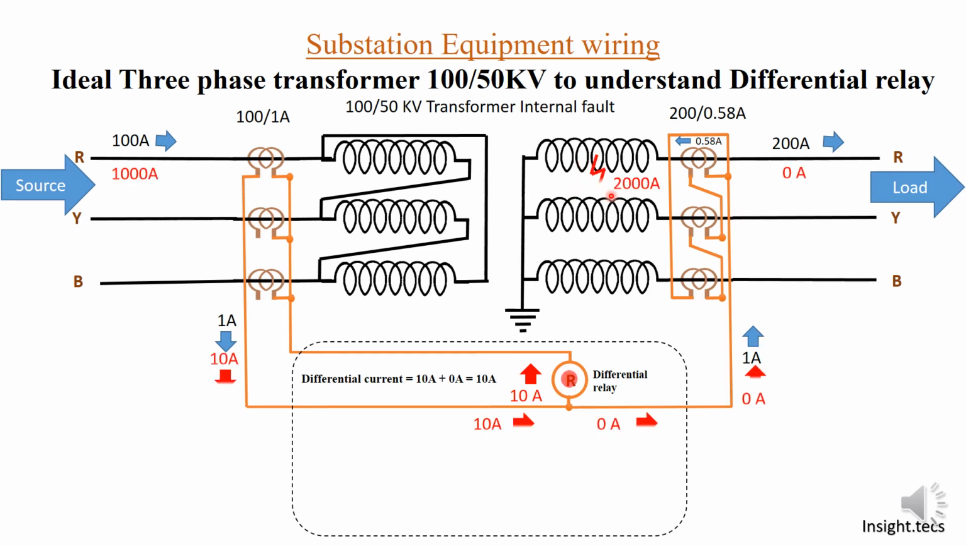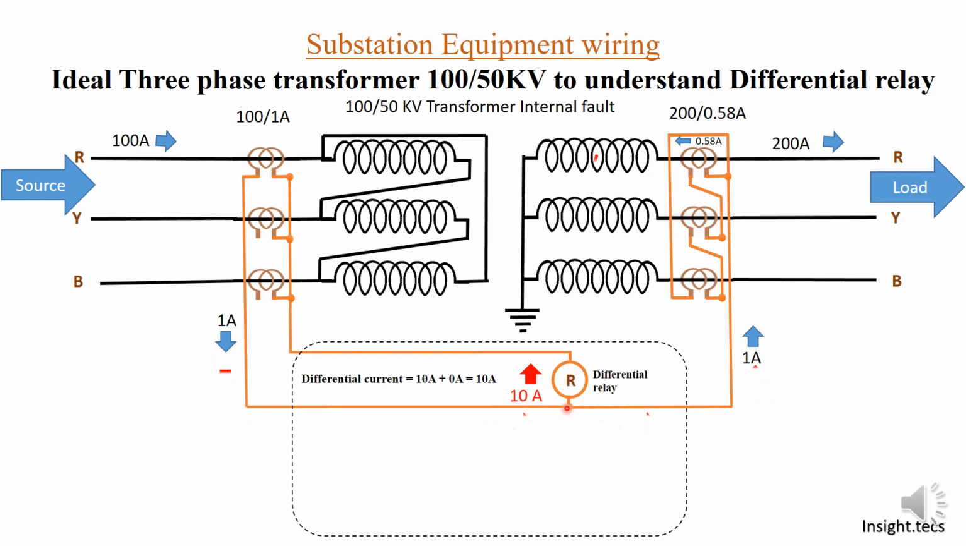On this side you can see, because it is an internal fault, no load is feeding any fault, all the current is going into the fault directly, getting earthed directly, so no current is flowing through this secondary CT. Because of this fault current of 2000 amperes, as there is no fault current being fed on this CT, there is 0 amperes flowing. Now you can see 10 amperes flowing on the primary and 0 amperes flowing on the secondary.